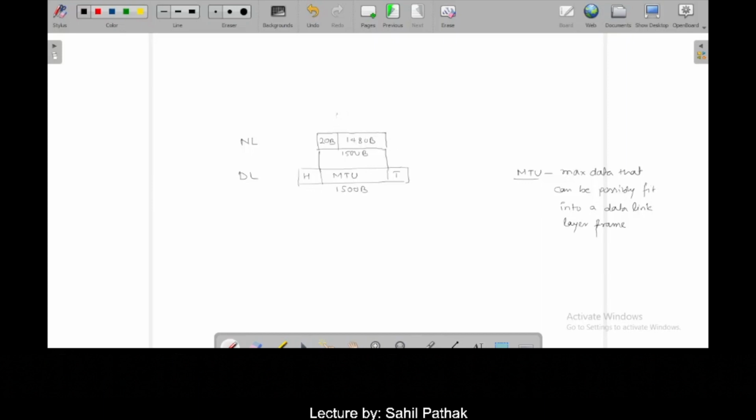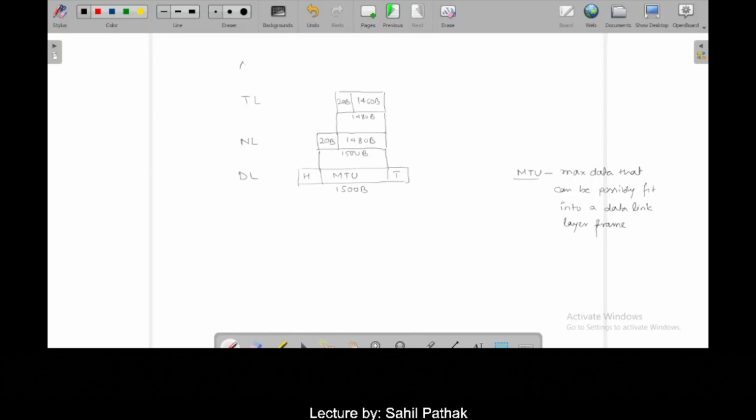And this is the payload of the transport layer. So at the transport layer, the maximum payload that can be transferred is 1480 bytes, and out of that 1480 bytes we have 20 bytes of header, so 1460 bytes can be the size the message should be divided into.